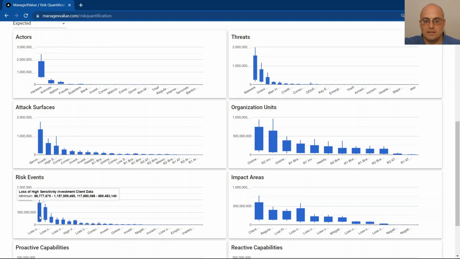You can interpret these candles as if they were an upside view of the distribution curves of this type of Monte Carlo simulation result. The wider part of the candle shows the 5th and 95th percentile, depending on the settings in this analysis. And the narrow parts of the candle essentially show the minimum and maximum. So we can see that for the high sensitivity investment client data, there is a relatively long tail risk also incorporated.